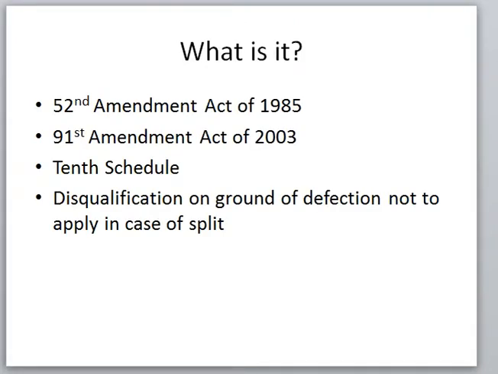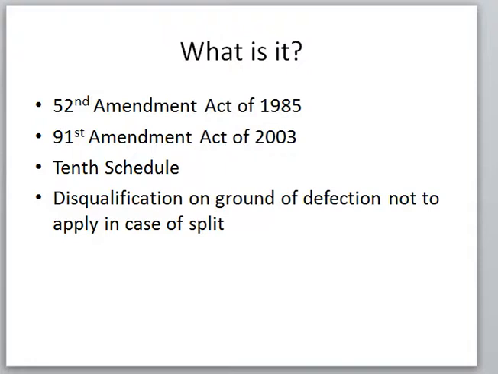Let's start. It was introduced by the 52nd Amendment Act of 1985, but it was modified in 2003 by the 91st Amendment Act. There was one change. The 91st Amendment Act removed the exception under which disqualification on the ground of defection did not apply in the case of a split by one-third members. So these are the points that we will discuss in today's video.